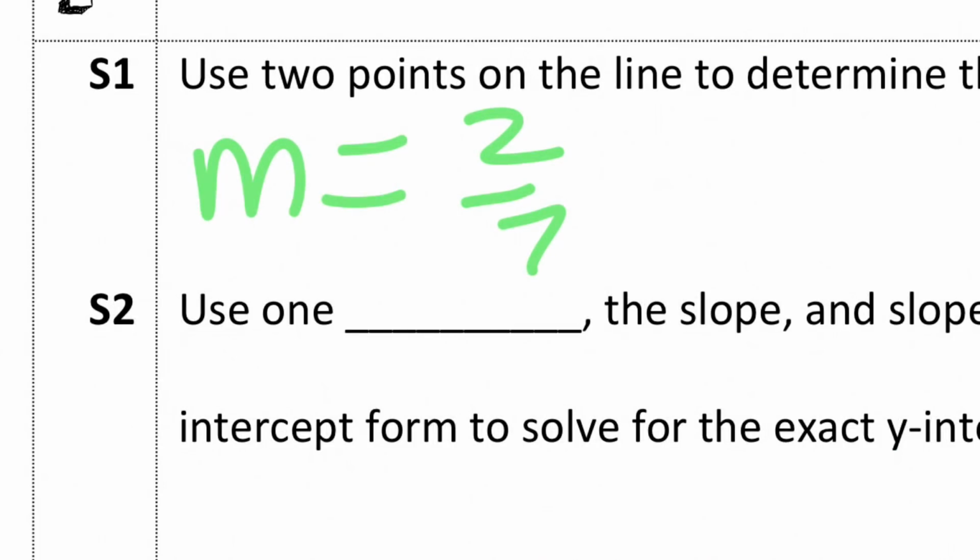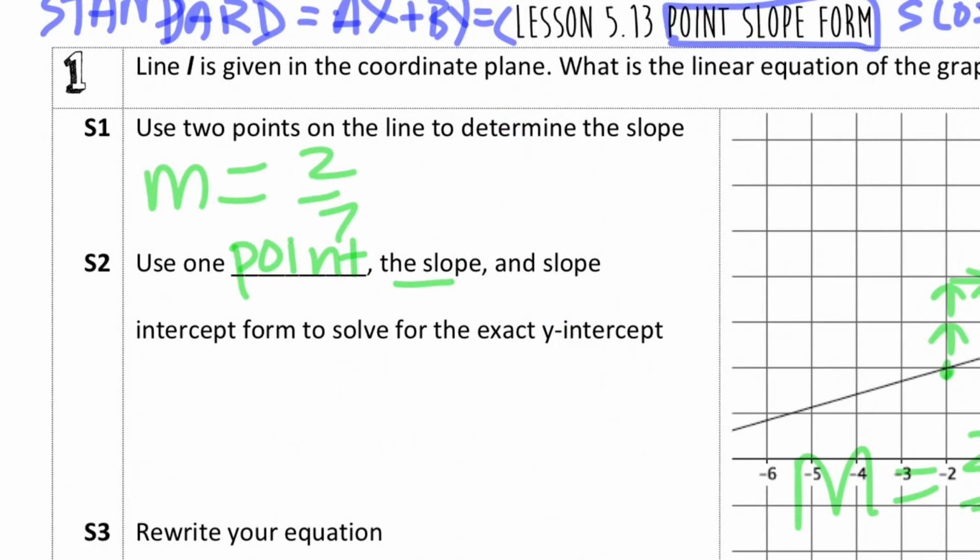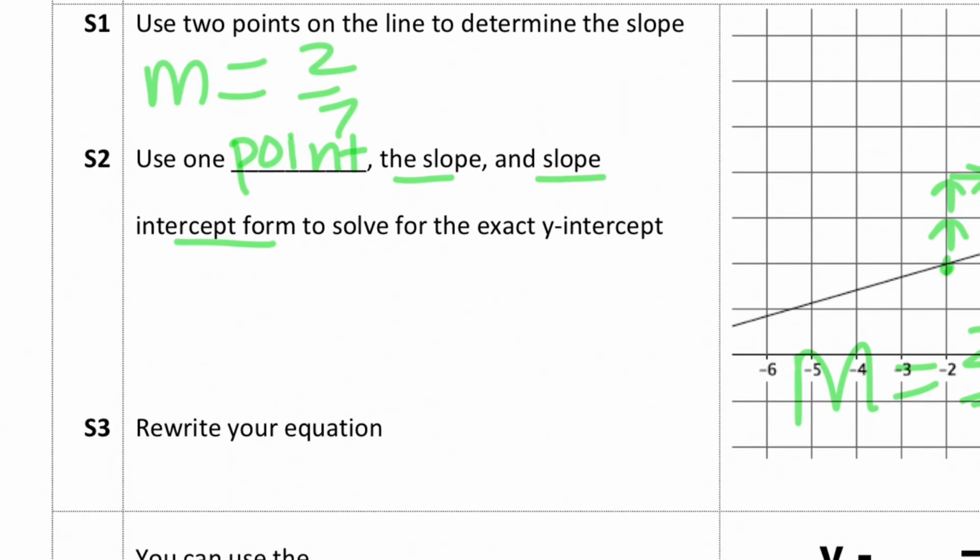The next thing we're going to do is use one point. We're also going to use the slope, and we're going to use slope-intercept form to solve for the exact y-intercept. So in this space here, I want you to write y equals mx plus b. That's the slope-intercept form. Our m is 2 over 7. And we're going to use one point from this graph. If I'm looking at points from this graph, I usually want to use numbers that are smaller because they're easier to work with.